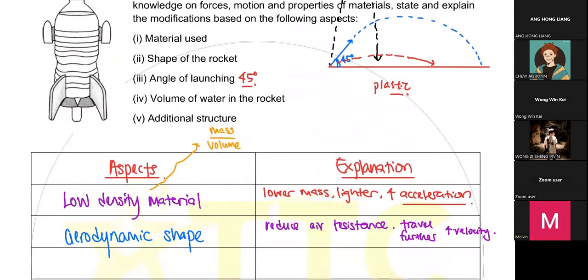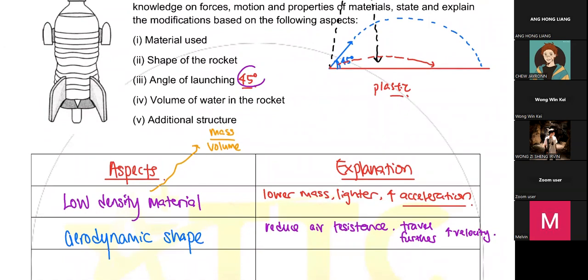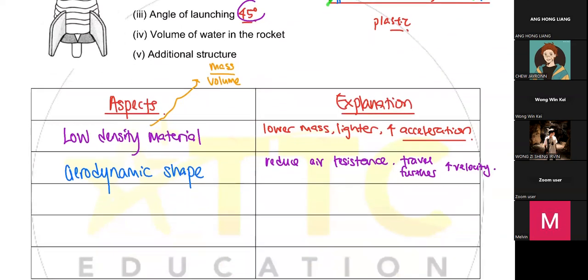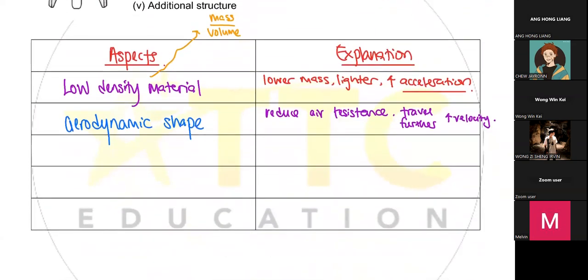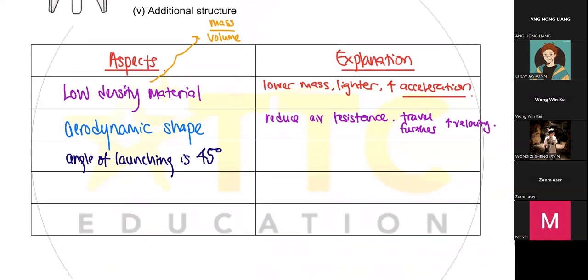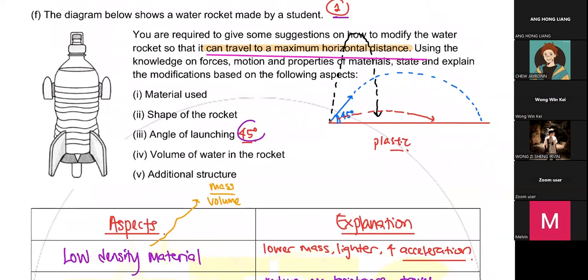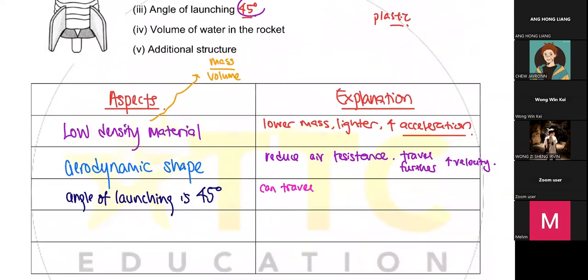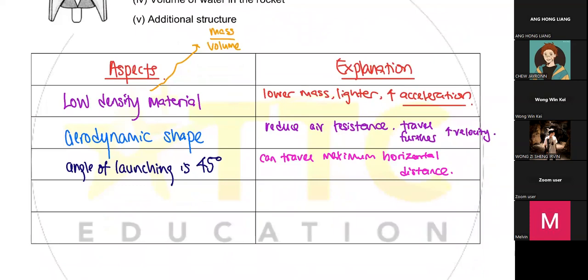Now, the third one, angle of launching. Suddenly we say 45 degree. If you have played Angry Birds before, you will realize that this thing will go at 45 degree. It will go furthest because at 45 degree, it is just right, not the highest, it will travel far enough. So we'll say angle of launching is 45 degree. Why? Because 45 degree can travel maximum horizontal distance. It can travel maximum horizontal distance.